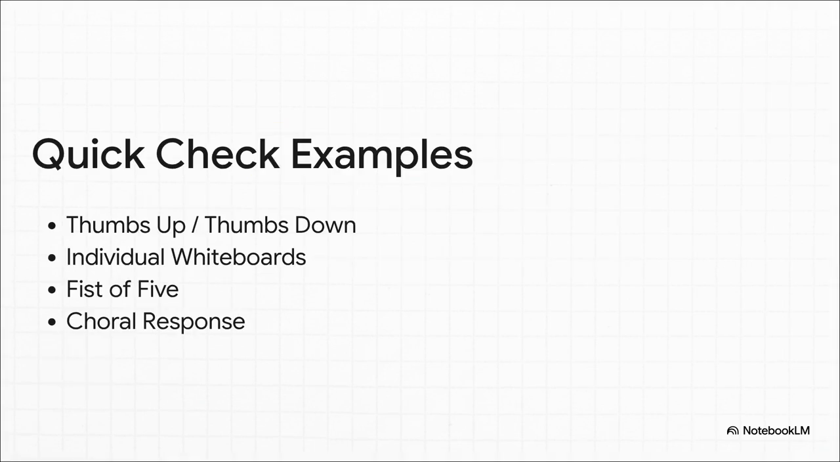A quick thumbs up, thumbs down gives you an instant snapshot of understanding. Individual whiteboards are amazing because every single student can show you their answer at once, not just the one kid who always raises their hand. And Fist to 5, where students hold up fingers to show how confident they feel, that is such a great way to get a quick, honest read from everyone in the room.